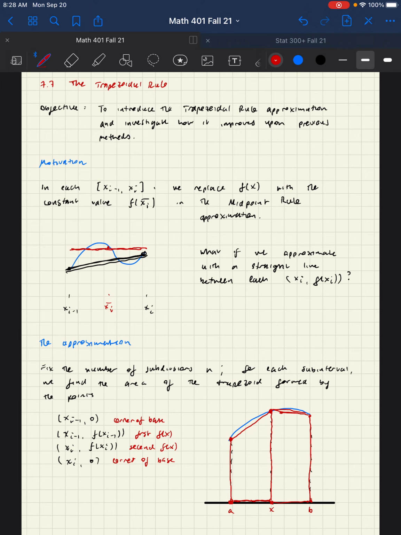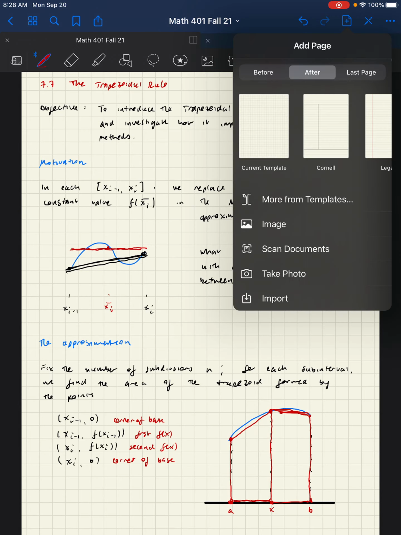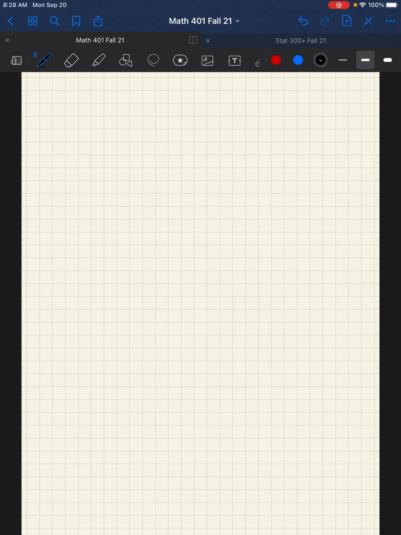And similarly for the remaining subinterval. So each subinterval gets a new trapezoid, and if you put this together, that is, for each subinterval, we're saying that the integral from x sub i minus 1 to x sub i of f of x is being approximated by the area of the trapezoid.